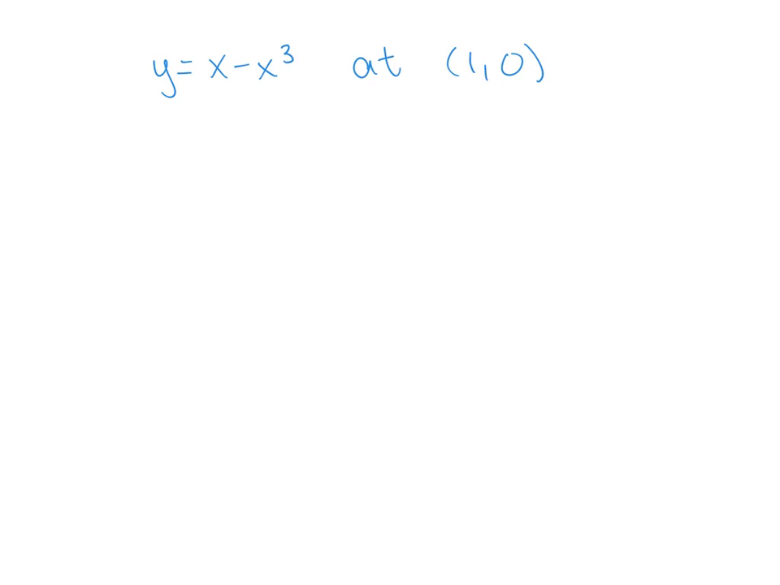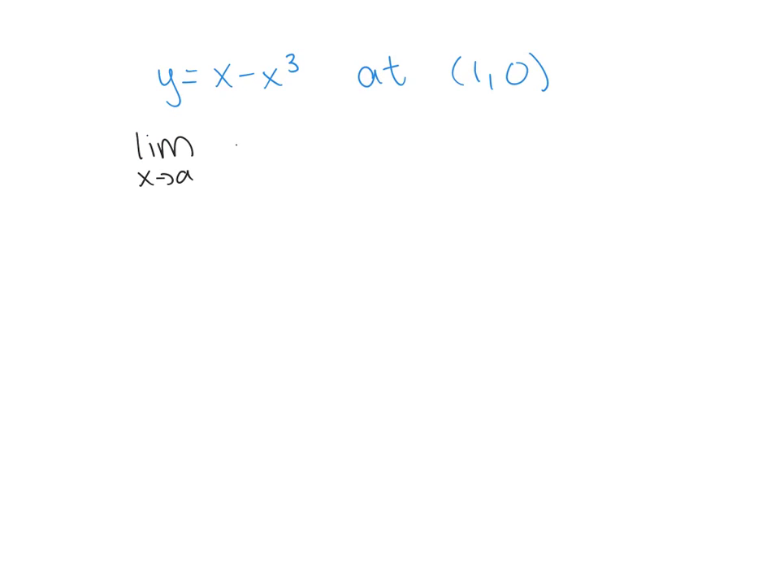So we're going to do this problem, which is number 4 from the homework, using the formula. Oops, let me get the pencil. We want to find the slope of the tangent line using the limit as x goes to a of f of x minus f of a over x minus a.